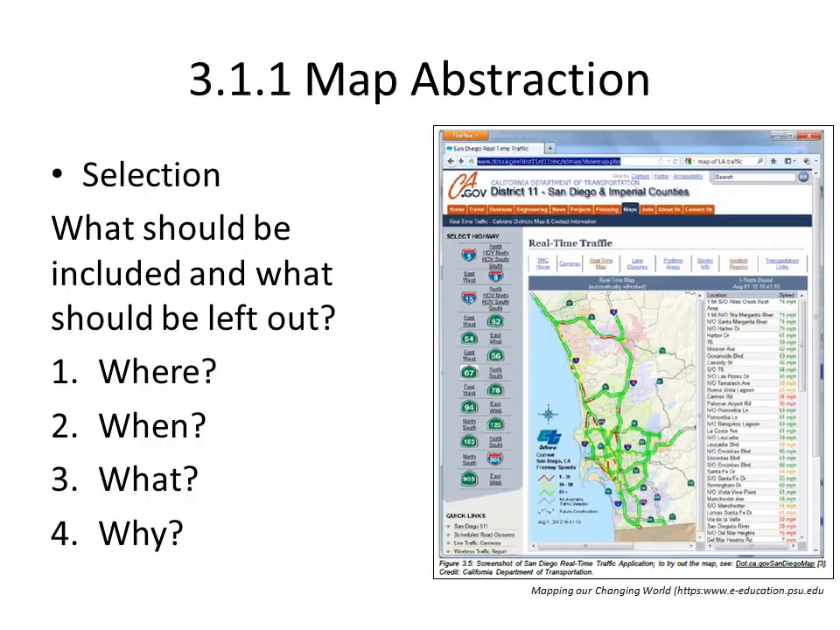The first one of these is selection. The simple question is what should be included and what should be left out. We can't put everything on a map, and it doesn't make any sense to put everything we could put on the map, so we ask ourselves four basic questions: where, when, what, and why. The example here is from your textbook, and it shows how selection has been made to emphasize traffic patterns in this particular map, which is a mobile application.